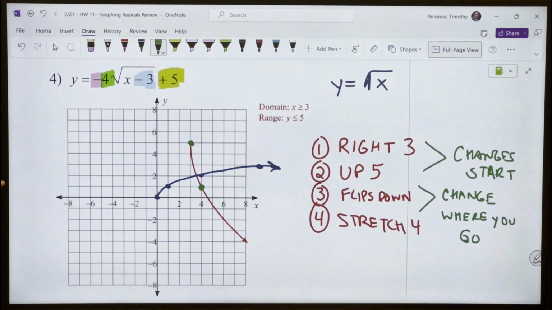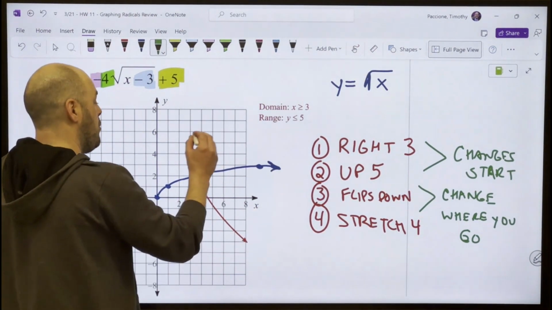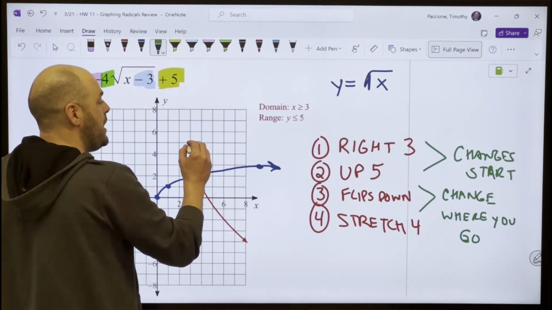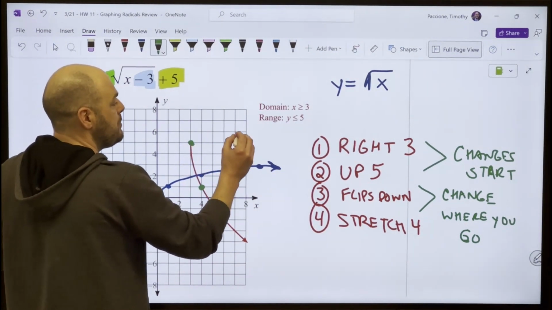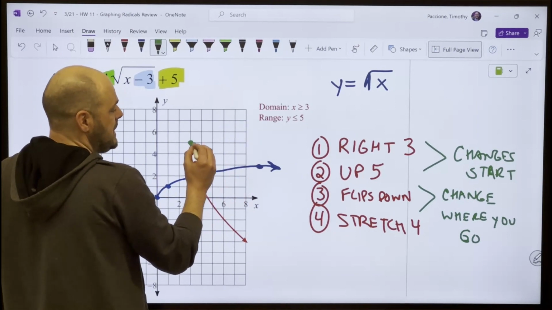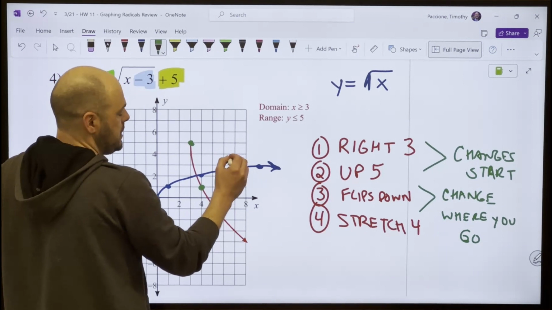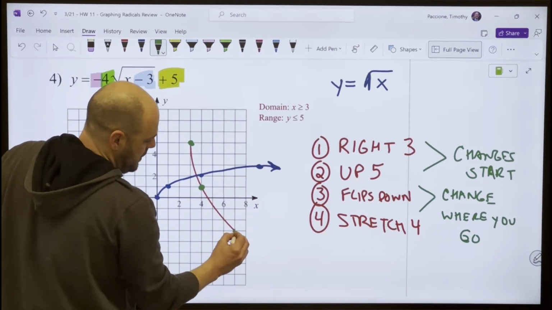I'm doing well. Now, I also know that if I go back to my starting point, I normally would go over 4 up 2. Again, we said we're not going up, we're going down. And instead of going down 2, I should go down 8, because 2 times 4 is 8. And there we go.